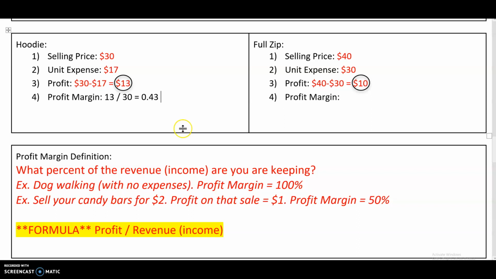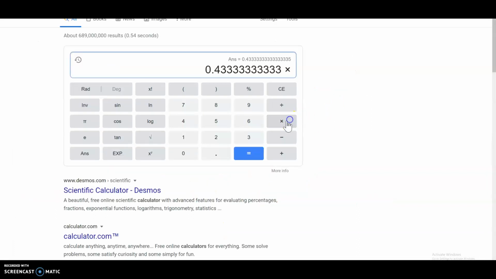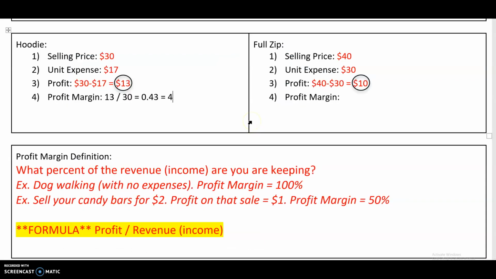Okay, it's rounded. Then if you want to convert this to a percent, you just move the decimal place over twice, or you can multiply by 100, and you see that it's 43.33333%, which I will just round to approximately 43%. And that would be your profit margin on the hoodie. Make sure you have this written down, as that's a good example. I'm going to have you try this one on your own. So you have the full zip info. Go ahead and try and calculate the profit margin, see what you get, and I'll come back with the answer in a moment.